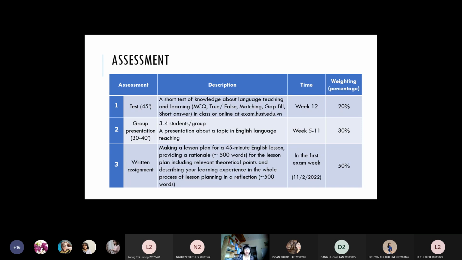So it means that the questions are relatively short, and you can take the test in class if at that time we are allowed to go to school, or you may take the test online with our system at HAST, exam HAST system. So no worries about it. The test is quite short, just 45 minutes, and it accounts for 20%.